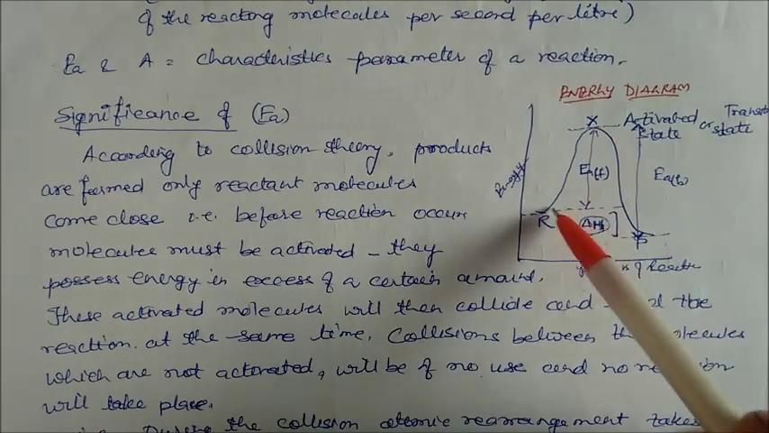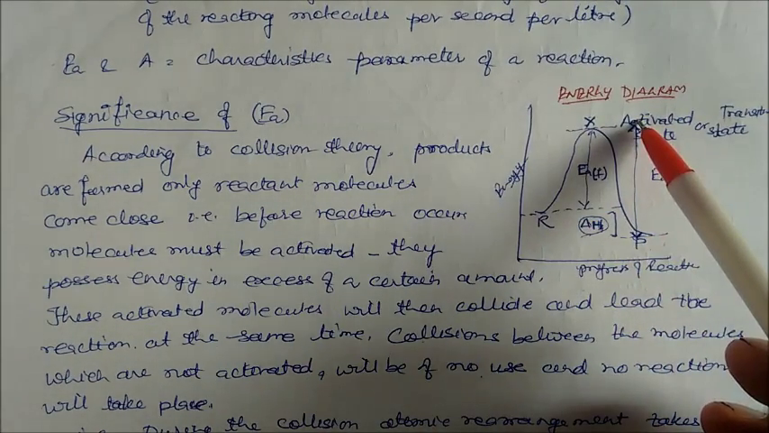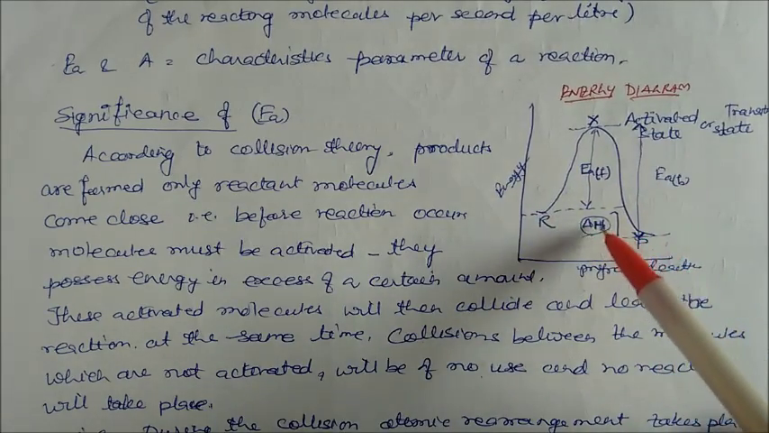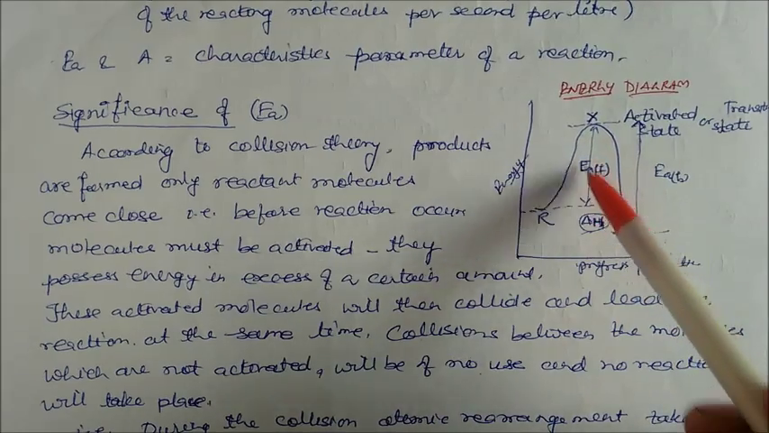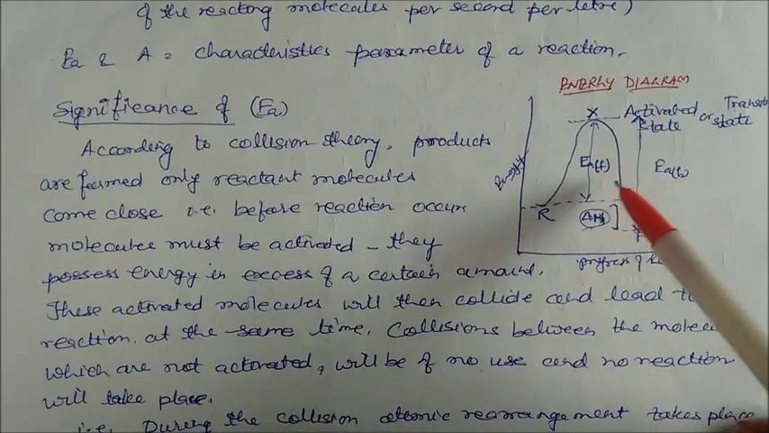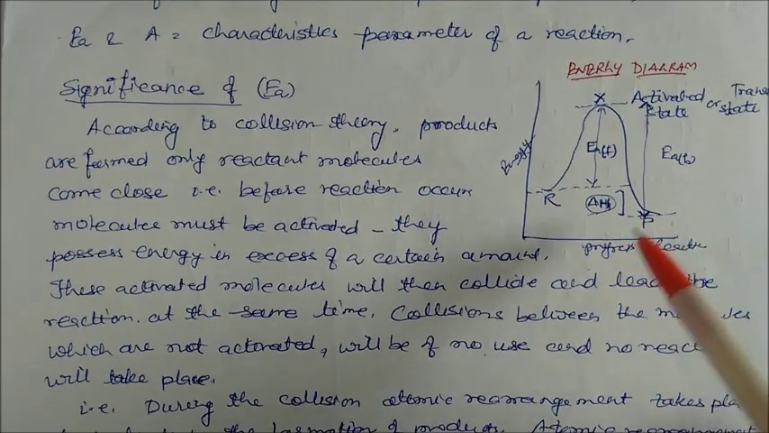This is the energy of the reactant, this is the energy of the product, and the difference of these two energies is your delta H. Keep in mind, this is the activation energy for the forward reaction, and this is for the backward reaction. These are very important things.